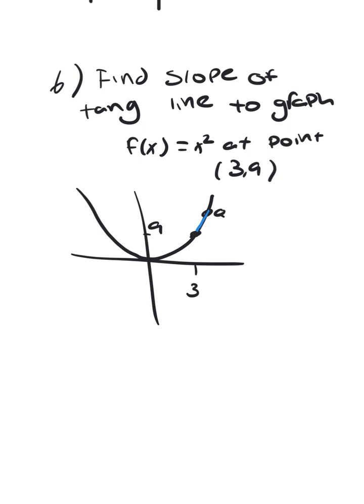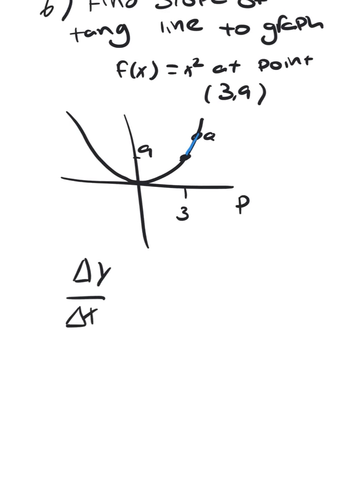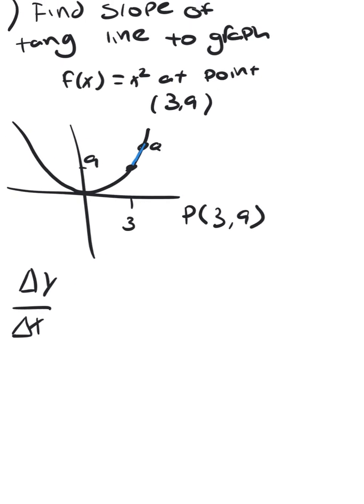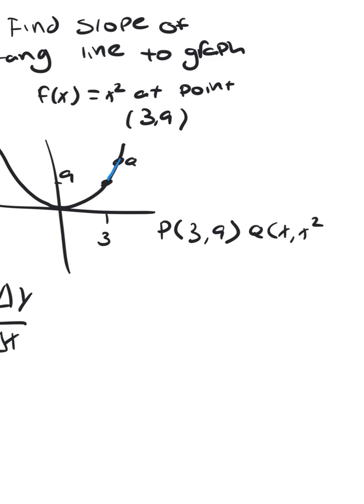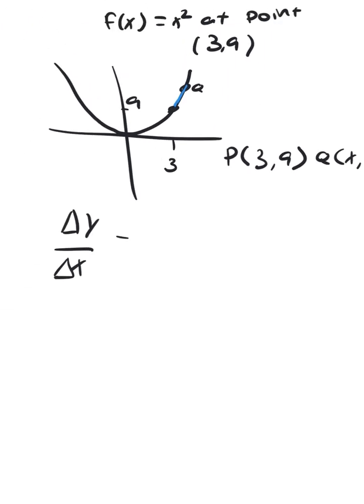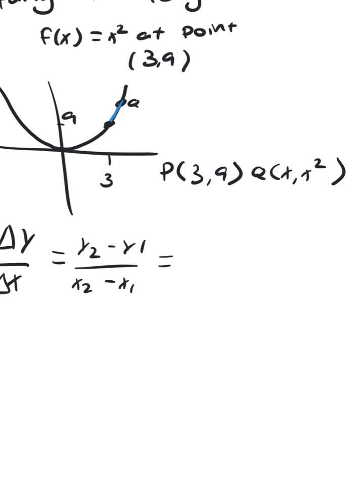Now, how do we do this? Well, we have to put delta y over delta x. We know that our p is 3, 9, and our q is x, x squared. So now let's solve. This also equals y2 minus y1 over x2 minus x1. If we were to solve this, we would plug in our problem first. So let's start with x squared minus 9 over x minus 3.